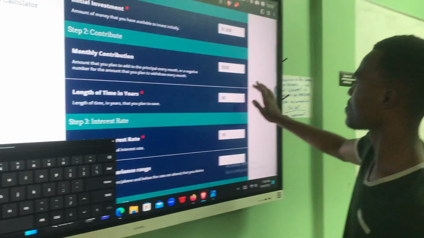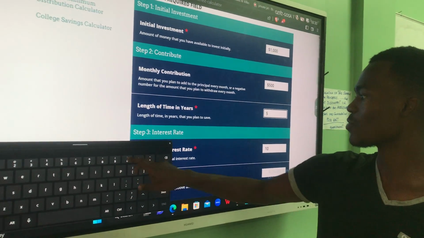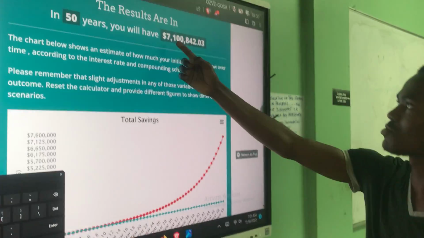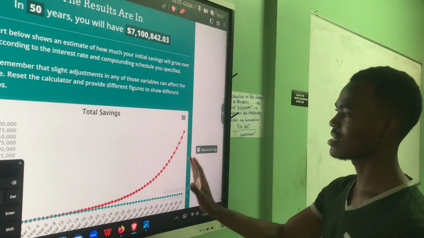The interesting bit of this whole thing is that when you add 50, the more you go, the more it gives you. In 50 years, you'll be having $7 million. So what does this actually mean?